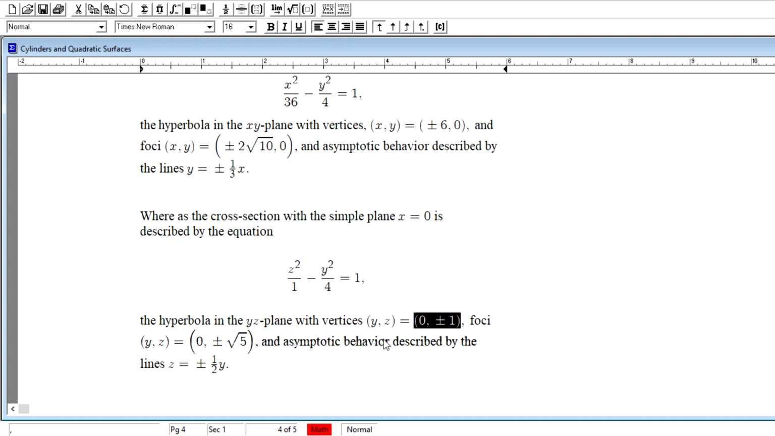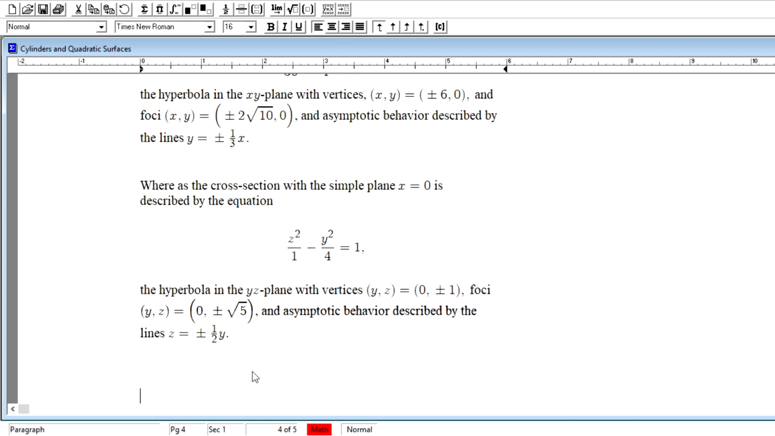1, right? And a foci given by the, what? Square root of the sum of these two values again. That's plus or minus 5, root 5, all occurring at a yz coordinate along the z-axis at plus or minus 1 and plus or minus the square root of 5. And then that asymptotic behavior happening with respect to the z-axis being vertical, right, and y being horizontal in this description with a slope of plus or minus 1/2 y.